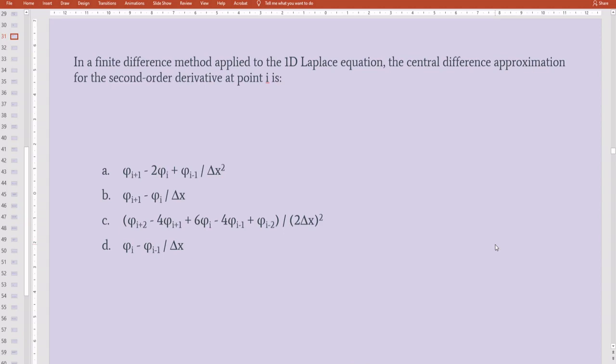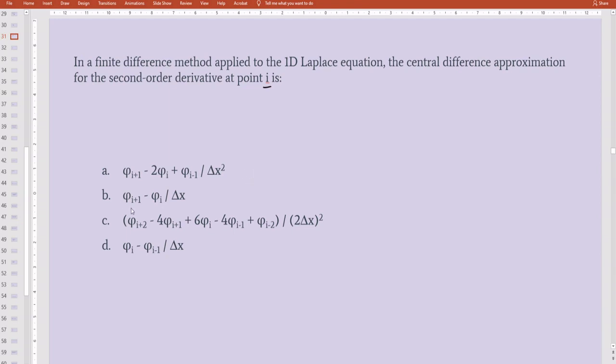So moving on to our next question. In a finite difference method applied to the one-dimensional Laplace equation, the central difference approximation of the second derivative at point i is what? Our options are: option A, phi i plus 1 minus 2 phi i plus phi i minus 1, the whole divided by delta x square.